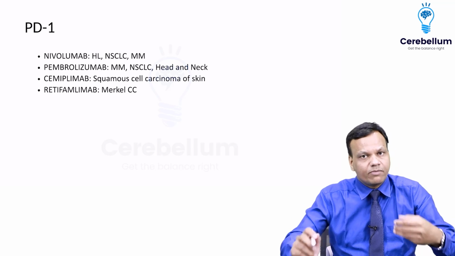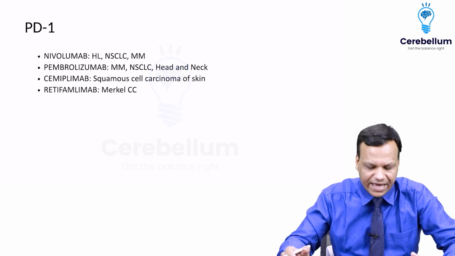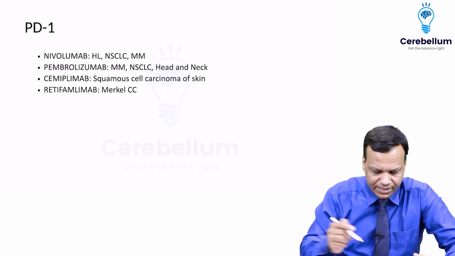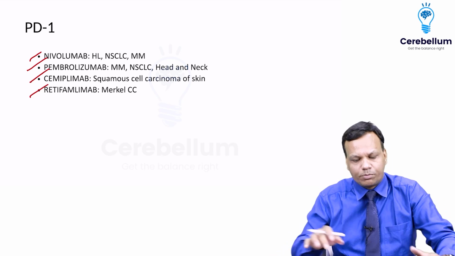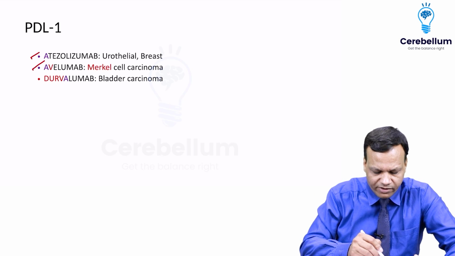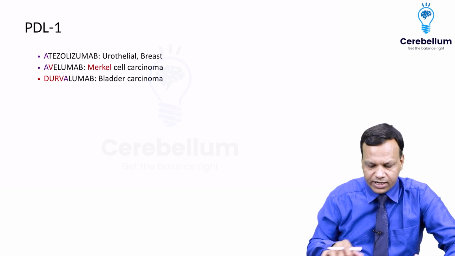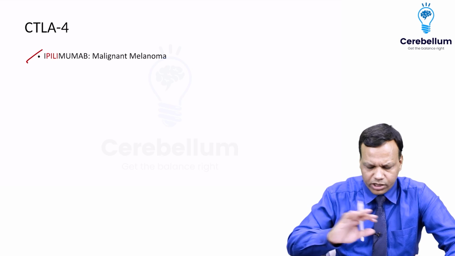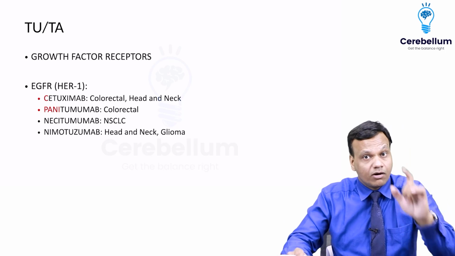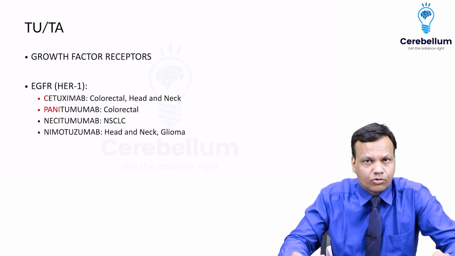So you can see some of them bind to PD1, some of them bind to PDL1. No need to remember them separately. So nivolumab, pembrolizumab, cemiplimab, and retifanlimab bind to PD1, whereas atezolizumab, avelumab, durvalumab bind to PDL1, and ipilimumab binds to another antigen called CTLA4. Okay, no need to remember these details. Okay, now immune checkpoint inhibitors are important. You need to remember.